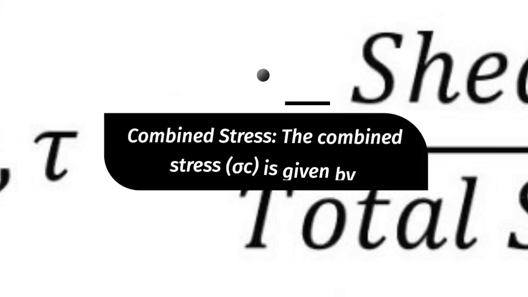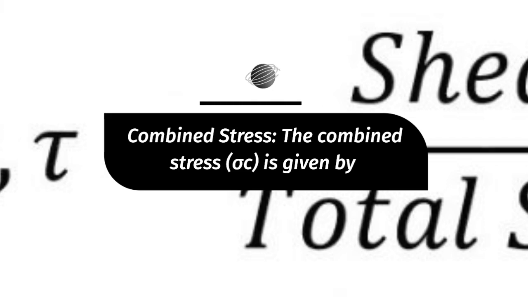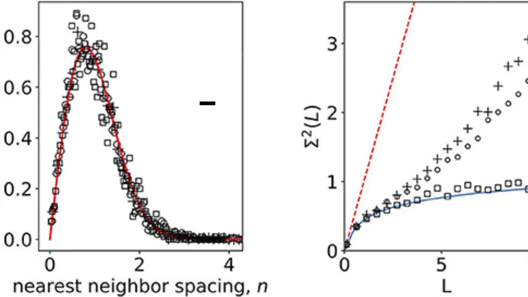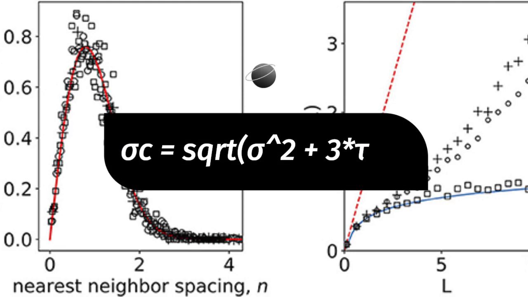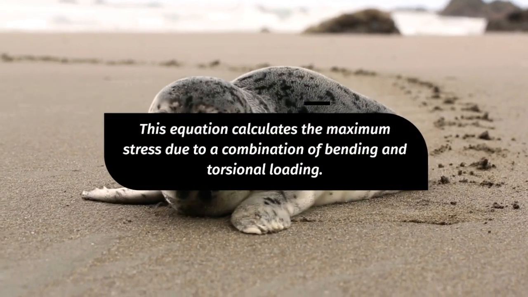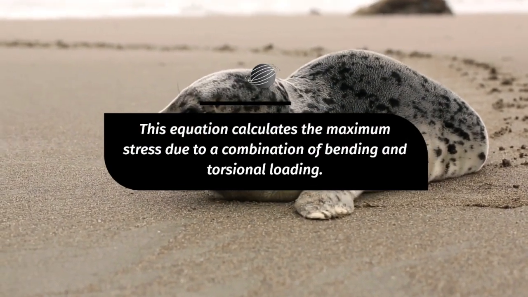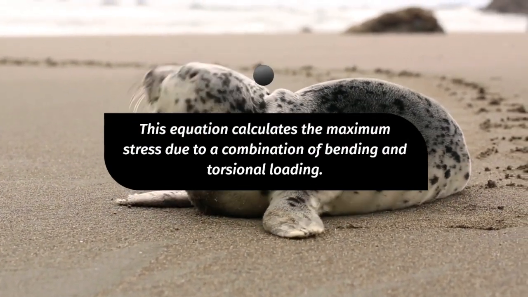Combined stress. The combined stress, sigma c, is given by sigma c equals the square root of sigma squared plus 3 tau squared. This equation calculates the maximum stress due to a combination of bending and torsional loading.